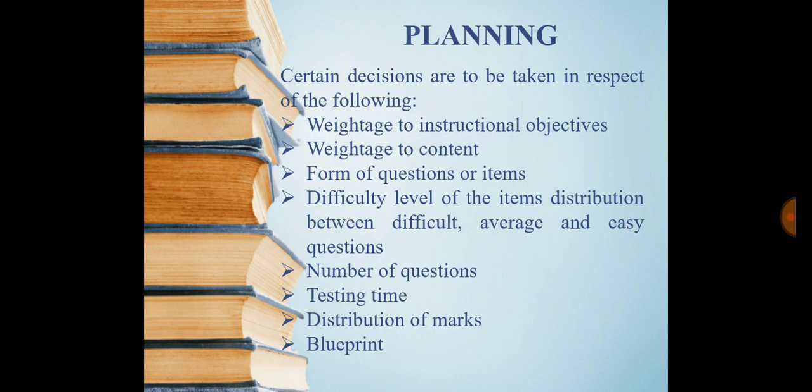In standardized tests, however, it is desirable to include objective type items. The fourth area of consideration is related to the difficulty level of the items, that is, the distribution between difficult, average, and easy questions. The level of difficulty should be such that it is able to discriminate between high and low achievers. Mostly the questions of average difficulty are put in greater number in the test.